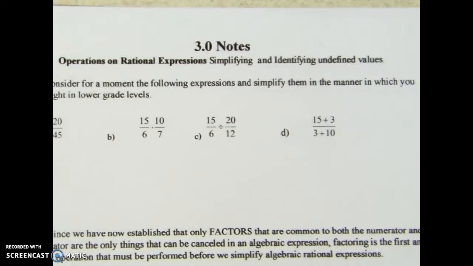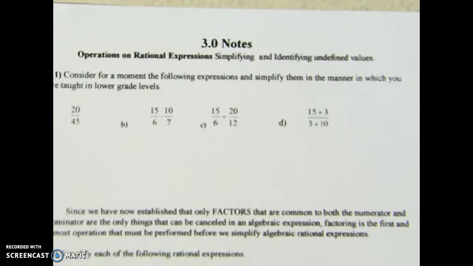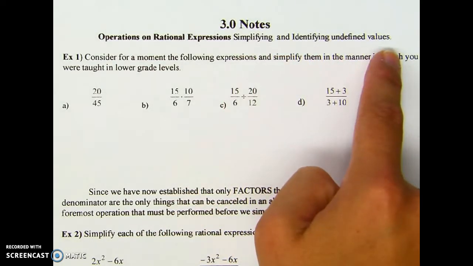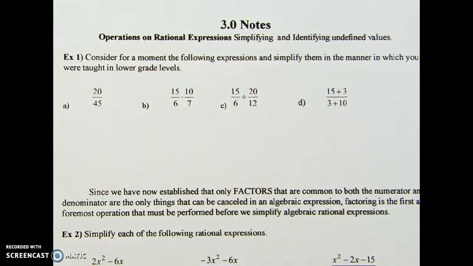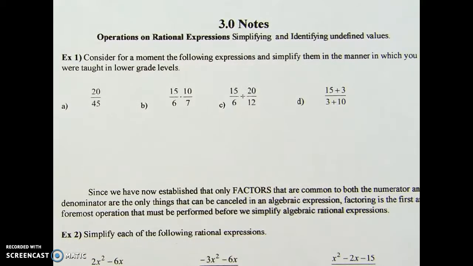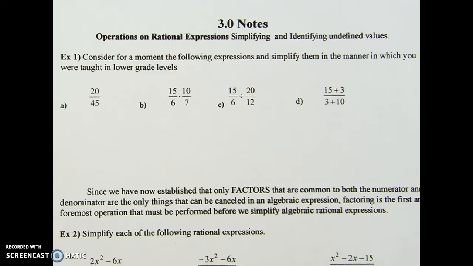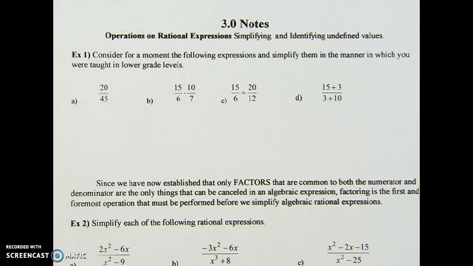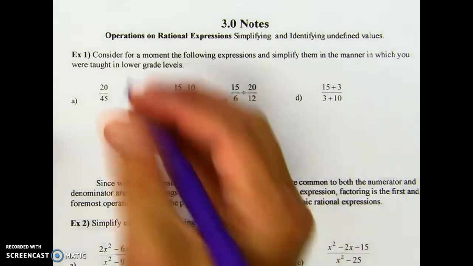Here we go. Our objective, sorry for the blurriness, is to simplify and identify undefined values of rational expressions. So we're going to simplify rationals. Consider for a moment the following expressions and simplify them in a manner in which you were taught in lower grade levels. So 20 over 45, what's the common factor there? What's the greatest common factor, right?